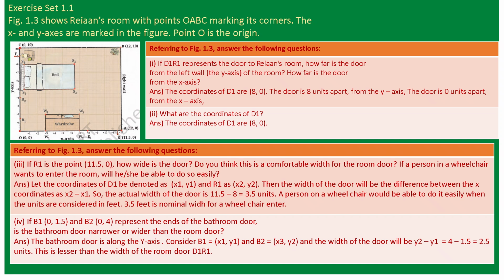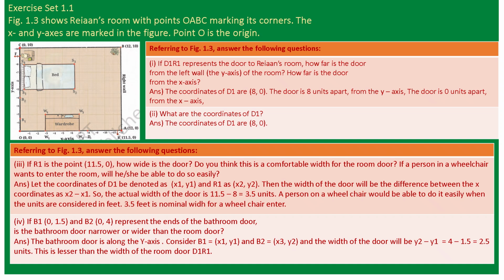Question number 3. If R1 is the point 11.5, 0, how wide is the door? R1 is the farther point of the door and its coordinates are 11.5, 0, meaning it is 11.5 units from the y-axis and 0 units from the x-axis. Do you think this is a comfortable width for the room door? How do we find the width of the room door?